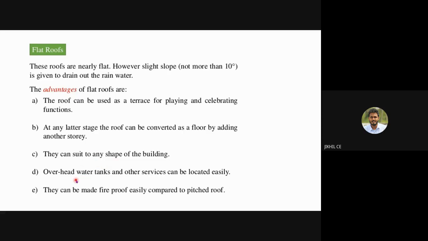Then the overhead water tanks and other services can be located above the flat roof. They can be made fireproof easily compared to the pitched roof, because you can provide fireproof coatings easily.